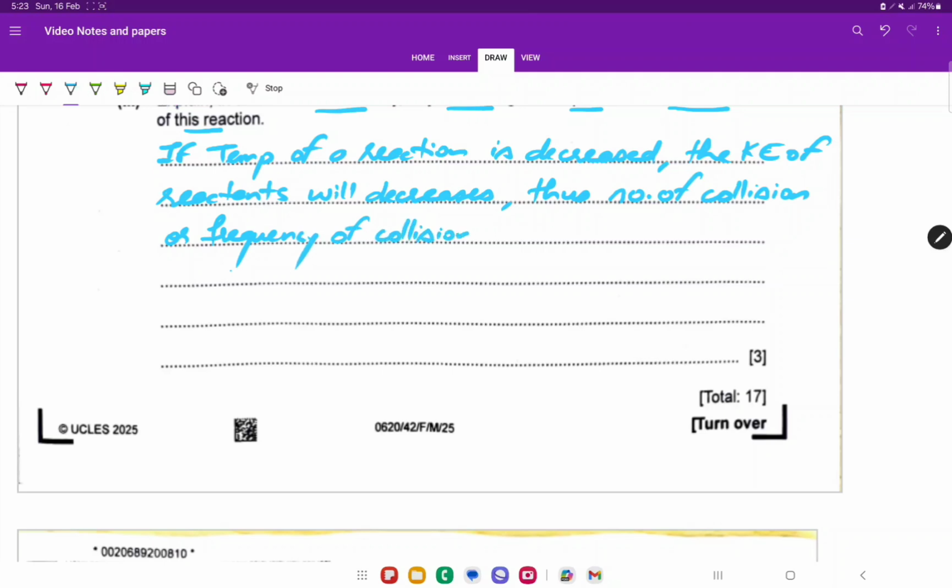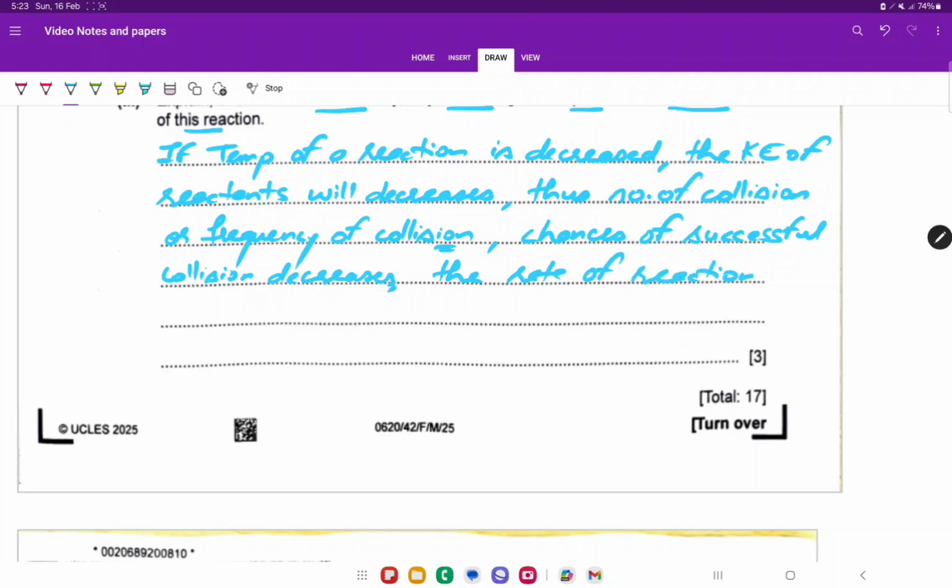And when the number of collisions or frequency of collisions is decreasing, chances of successful collision also decrease, because only successful collision results in products. Thus chances of successful collision will decrease, and when the chances of successful collision decrease, the rate of reaction will decrease. So we can say if temperature decreases, the rate will decrease.